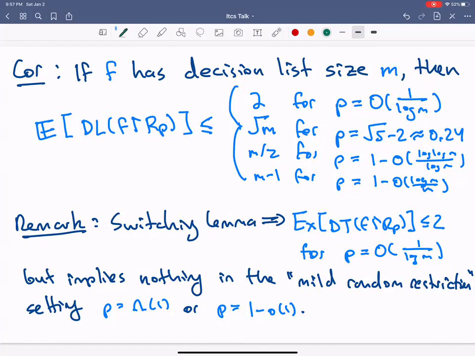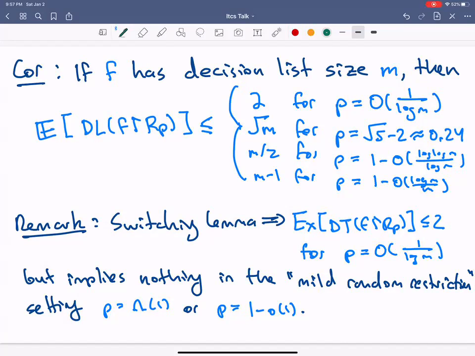Right, so making this more quantitative, if F is any function with decision list size M, then we get the following bounds on the decision list size of F under a P random restriction for various settings of P. When P is very small, on the order of 1 over log M, then we get a bound of 2. Even taking P to be a constant, if P in particular is root 5 minus 2, then our theorem implies that the decision list size in expectation is like square root of M.